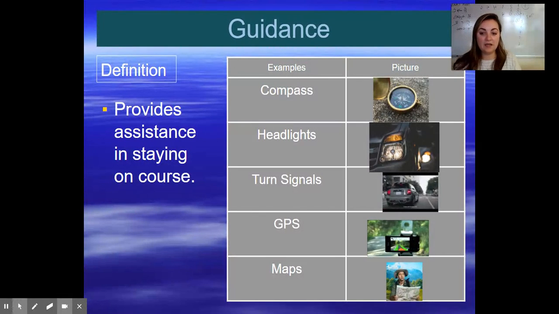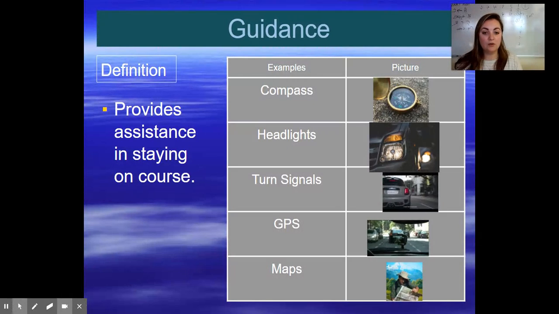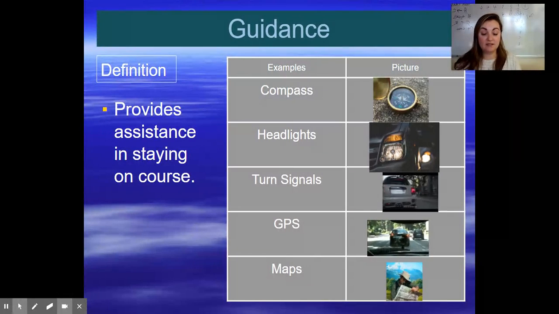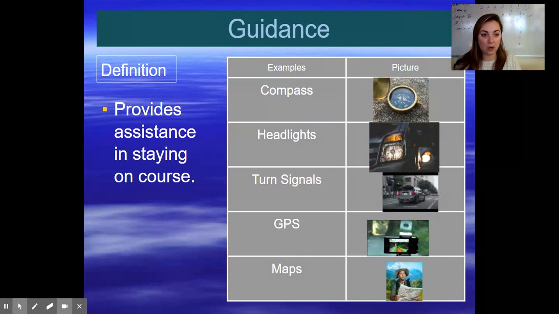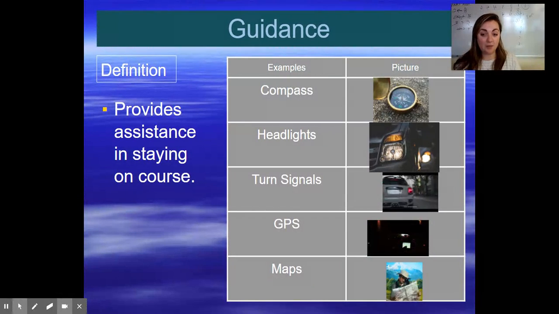Guidance. We need guidance to provide assistance in staying on course. So we use things like compasses and headlights. If we didn't have headlights, we wouldn't be able to see where we're going at night. Turn signals let us know which way we are turning to stay on course. The GPS and maps also help us stay on course, so those would be guidance.